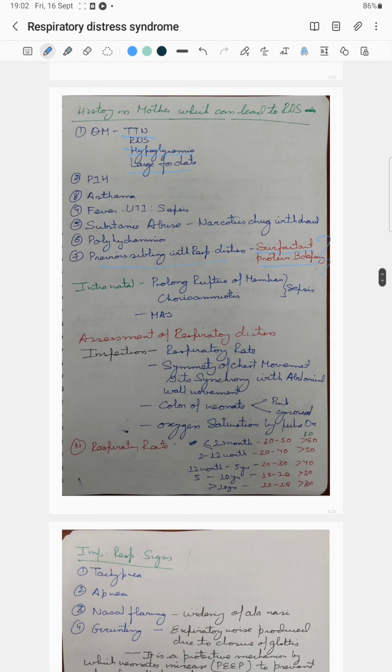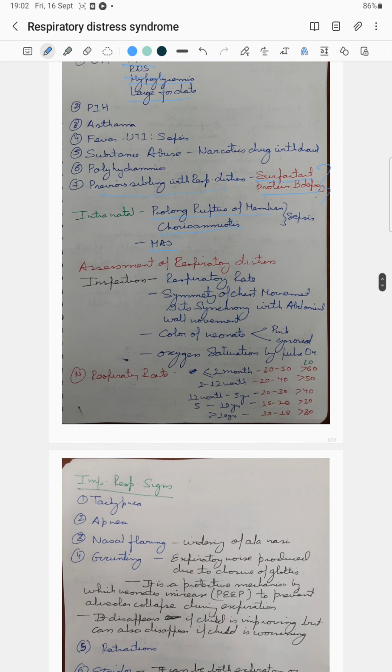Now, intranatal causes. What are the intranatal causes which can lead to respiratory distress? Prolonged rupture of membrane, chorioamnionitis and prolonged rupture of membrane. These can cause sepsis. Okay, or meconium aspiration syndrome can lead to respiratory distress.